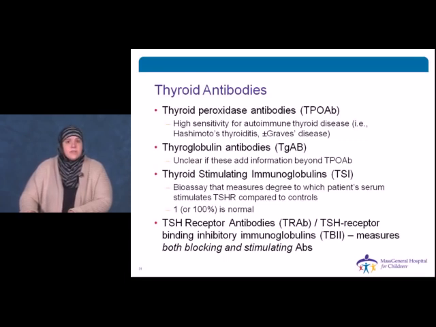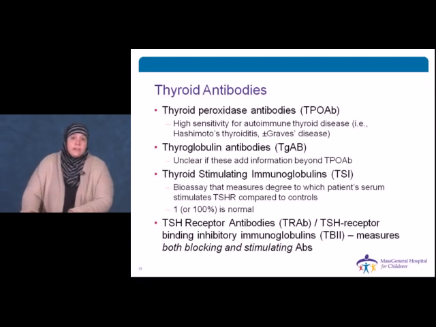Thyroglobulin antibodies serve somewhat the same function. There's some controversy about them because they may be negative in Graves' disease, and it's unclear if they add additional information beyond that provided by TPO antibodies. But we do often send both TPO and thyroglobulin antibodies when we're looking for autoimmune thyroid disease.